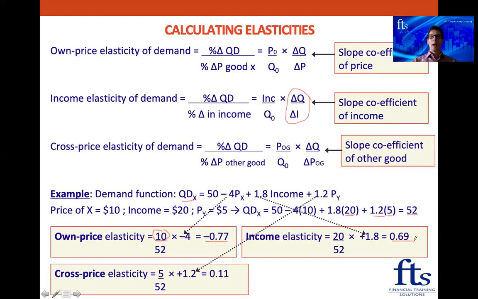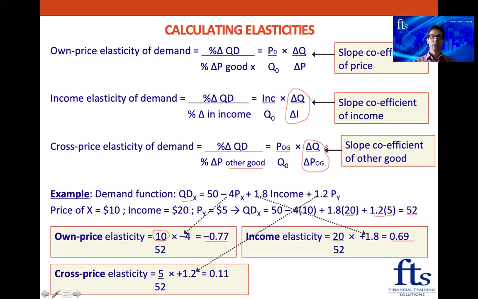Right. And then lastly, the cross price elasticity of demand. We take the percentage change in quantity demanded divided by the percentage change in the price of the other good, where there's a substitute or a complement. So we take the price of the other good. Now that's the only change, and we still divide by quantity. Now we must multiply that by the slope coefficient of the other good.